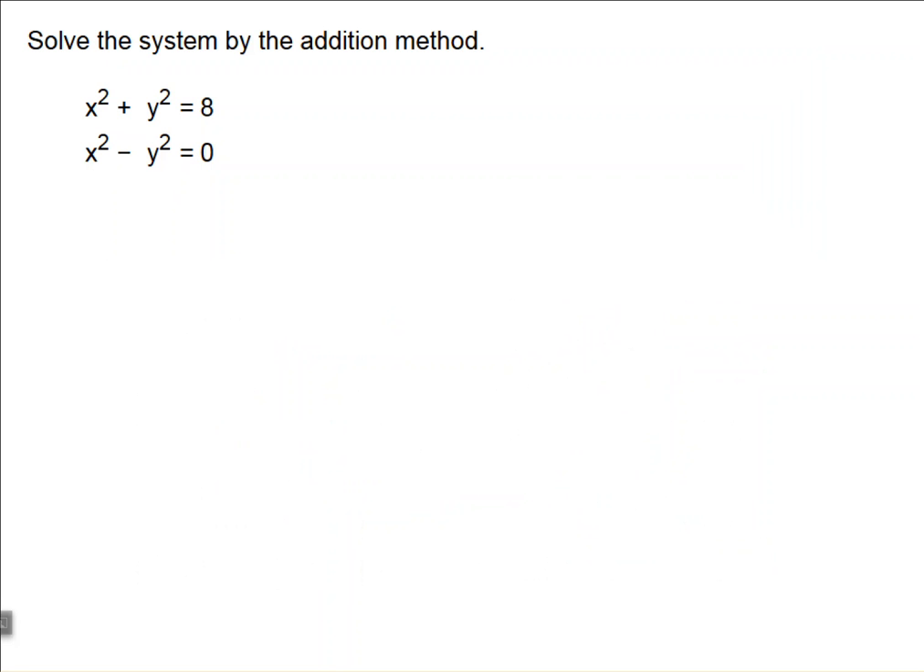All right, so here we have x squared plus y squared equals 8, and x squared minus y squared equals 0. So if you look at the y squared variable, then it already has the exact opposite coefficients. So if I call that equation 1 and equation 2, I don't have to multiply anything because I can eliminate my y squared variable.